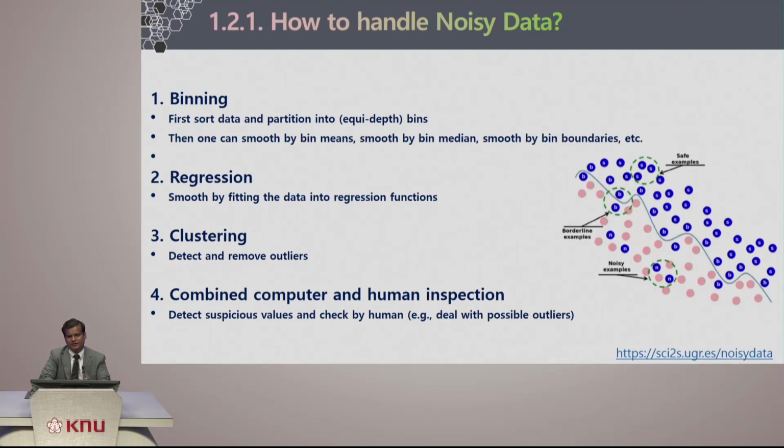Handling the noisy data. There are different ways to handle it. For example, one way is binning. First, you may have to sort the data and partition it into equal depth bins. You are just partitioning into bins. Then you can smooth by bin means, smooth by bin median, and smooth by bin boundaries.